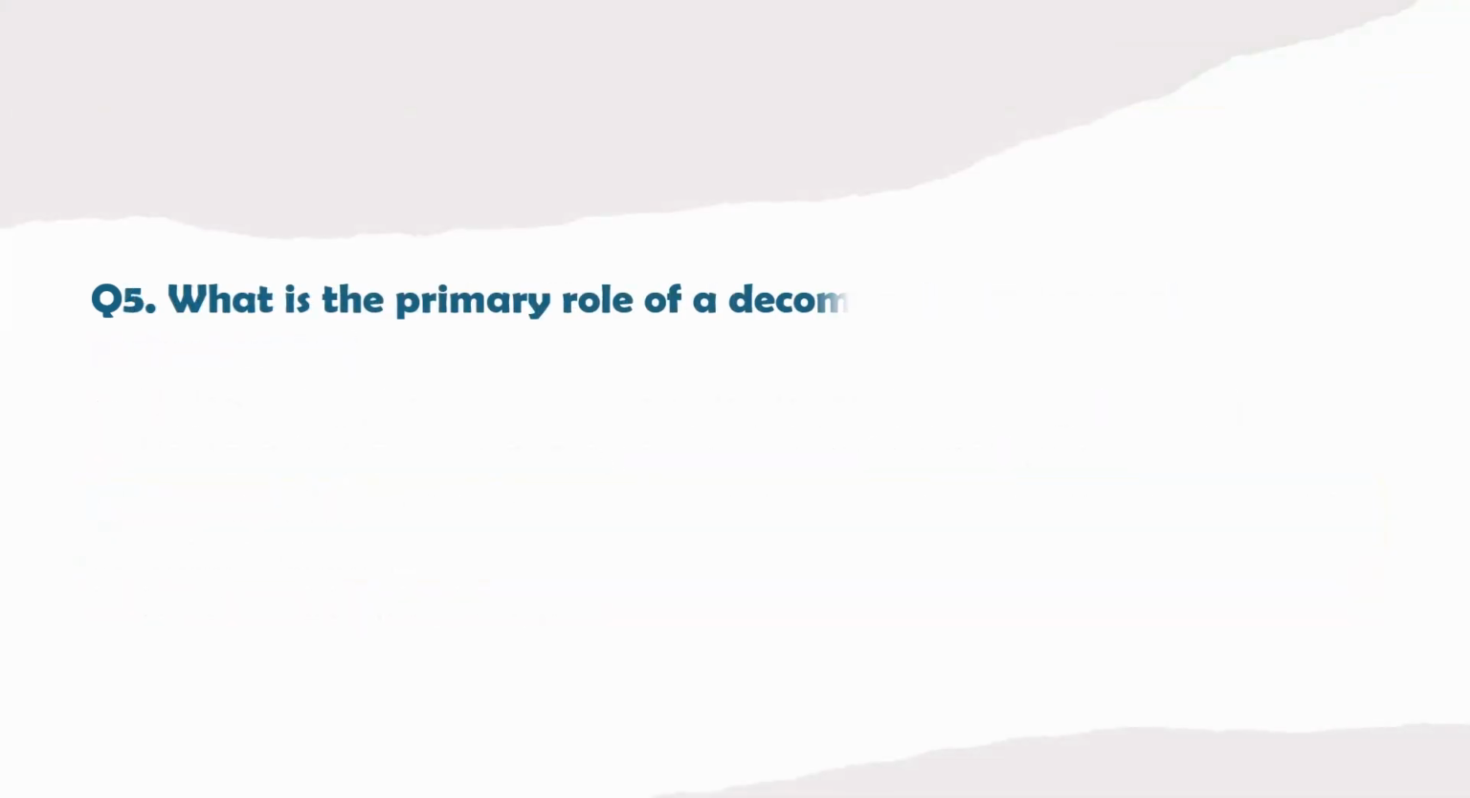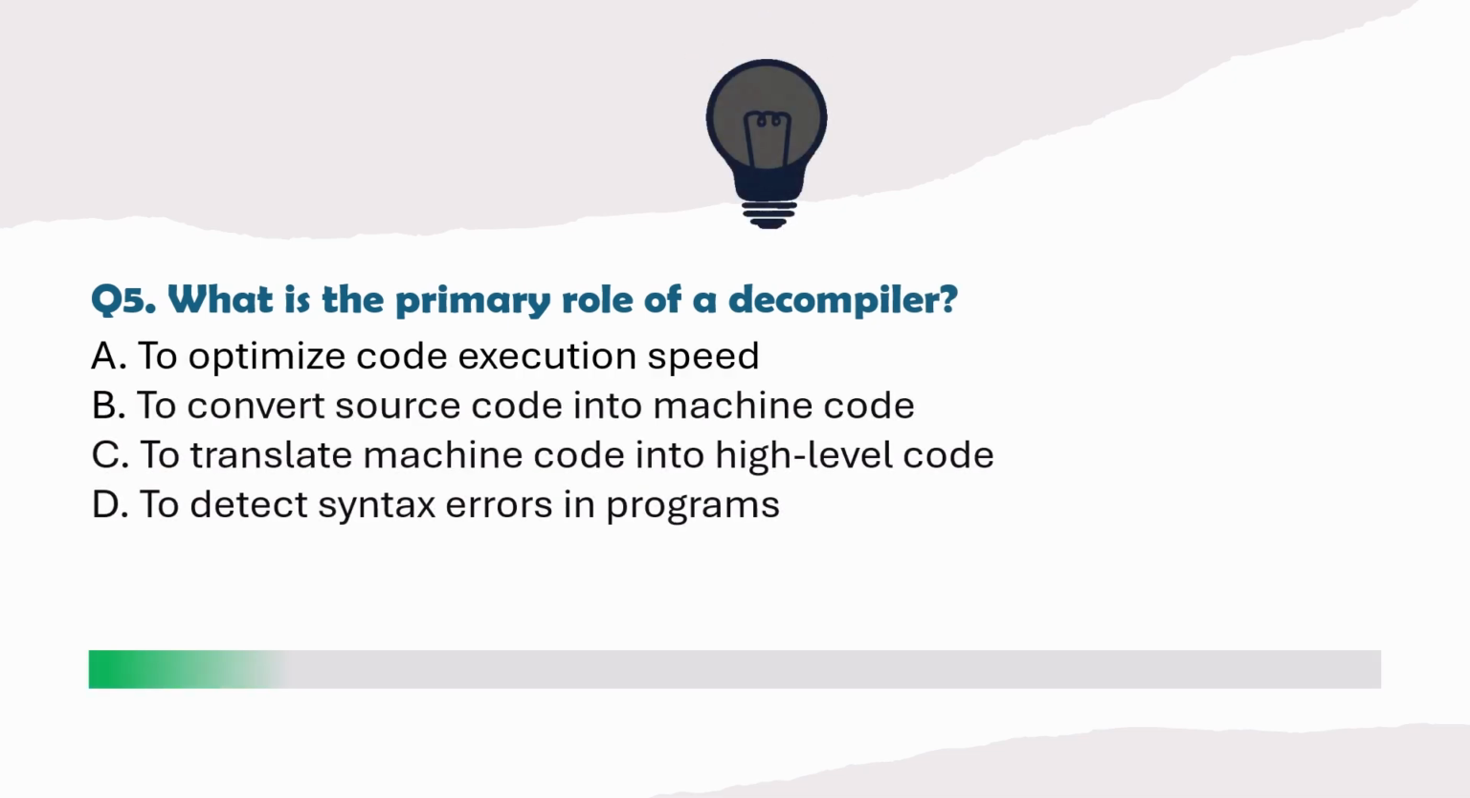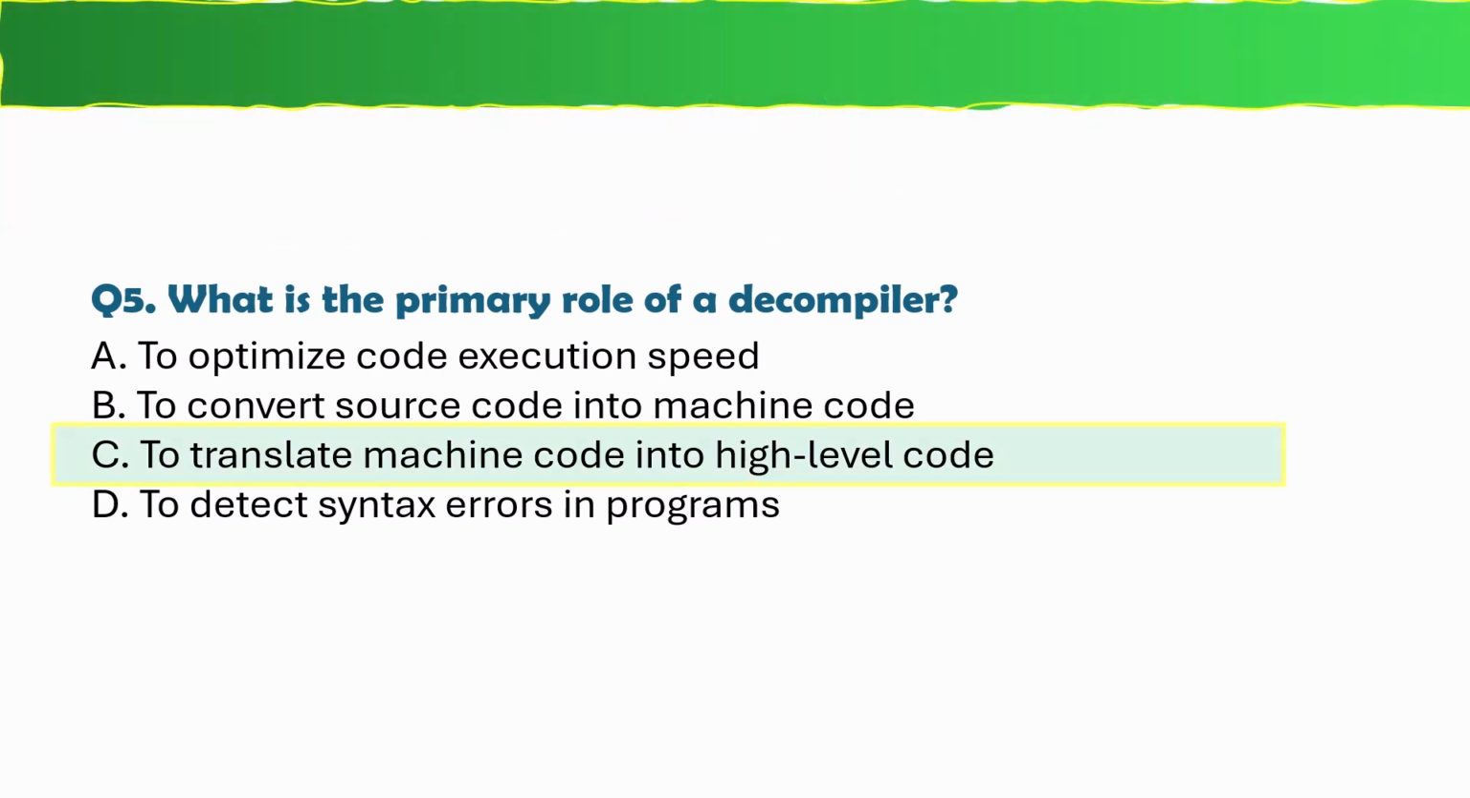What is the primary role of a decompiler? Here are the options again. The correct answer is C. A decompiler performs the reverse process of a compiler, that is, machine code to high-level representation. It is used when the source code is lost and you try to study the binary or study malware. It helps developers understand what a program is doing internally by converting the unreadable binary into a readable source code structure.